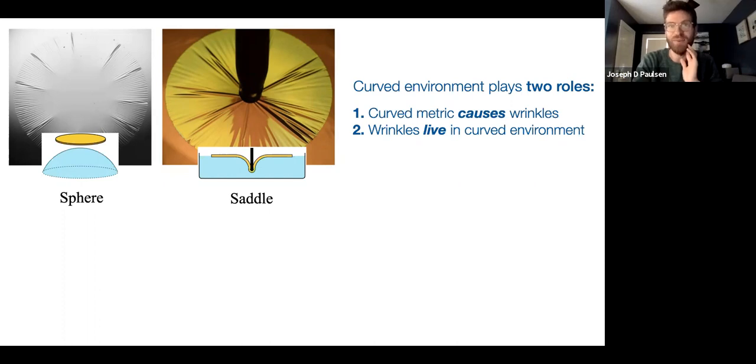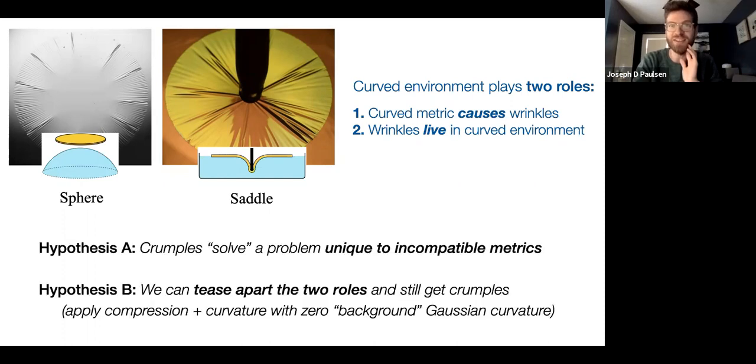What I'd like to ask now is, are these things even unique to what I would call incompatible metrics? That is, we're seeing these things come up when I put a sheet on a Gaussian curvature surface. So maybe it's the case that this is something fundamental to mapping two metrics together that are incompatible with one another. On the other hand, could we tease apart these two effects?